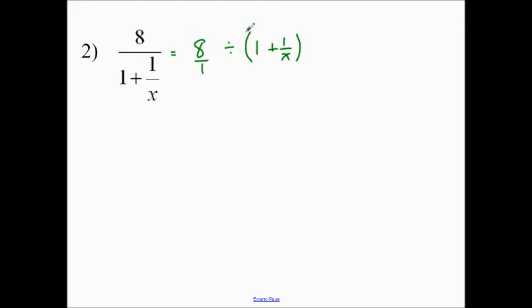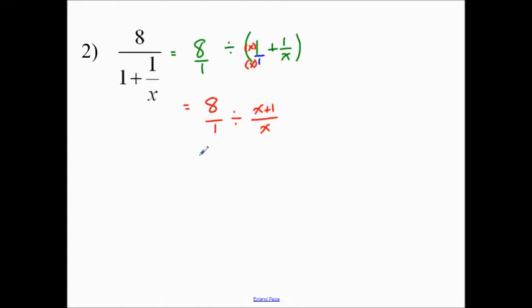Now, if you remember from your PEMDAS, your order of operations, we need to do what's in the grouping symbols first. We need to do that operation first. So let's turn this 1 into 1 over 1. So now we've got a fraction, which we now can combine using addition. So I'm going to change this into x over x, multiplying the top and bottom by x. So now I've got 8 over 1 divided by, and now I can add these two fractions into a single denominator. x is the denominator, x plus 1 is up in the numerator.